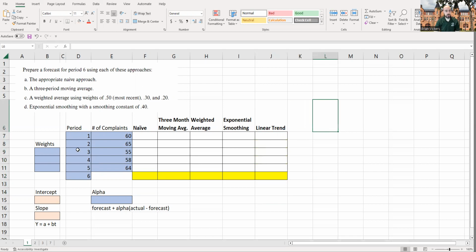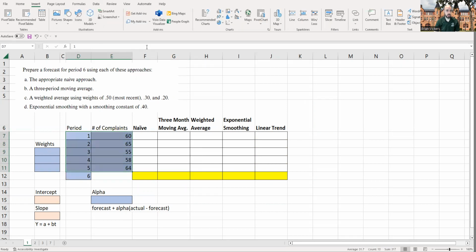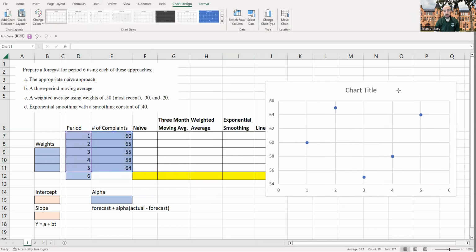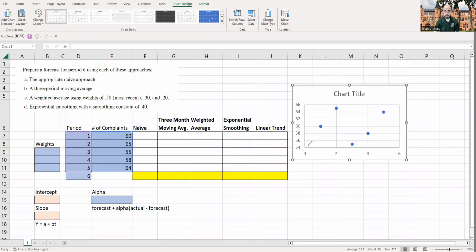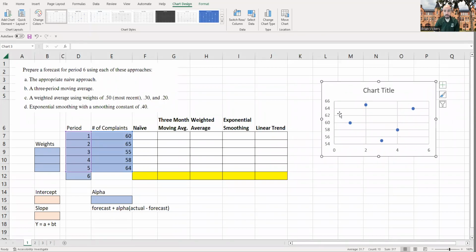So the first thing we want to do if we're going to be using linear trend is determine if linear trend is appropriate. And how we do that is we want to highlight periods 1 through 5, the periods in which we do have actual data. We can't highlight period 6 because we don't have any actual data. We're going to highlight those, and then go to the Insert tab and insert a scatter plot. What we're looking for is a trend. We're looking for these dots to potentially follow some kind of upward or downward trend. And what we see instead is not so much of a trend. So probably linear trend would not be very accurate and not appropriate for this data. So we shouldn't do it, but we're going to just for the practice anyway.